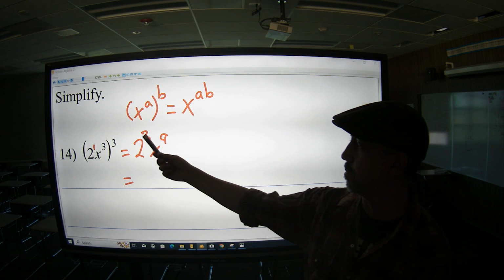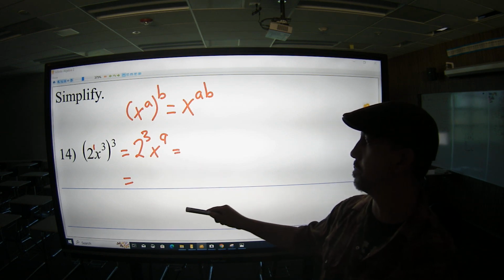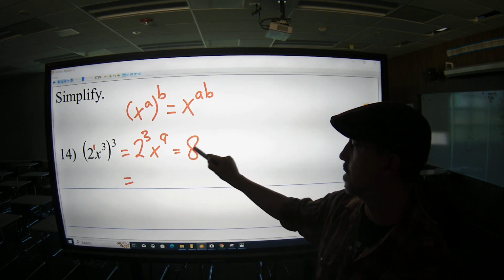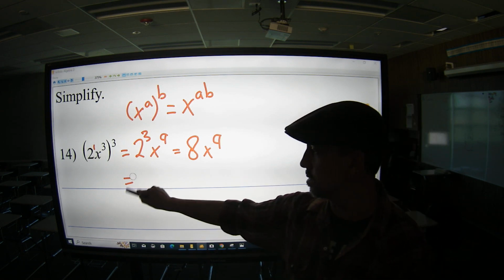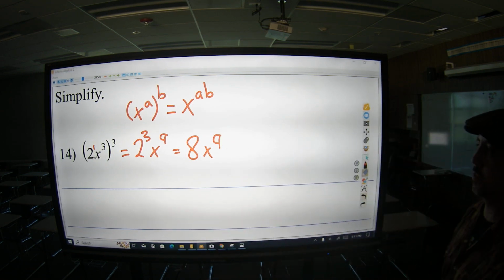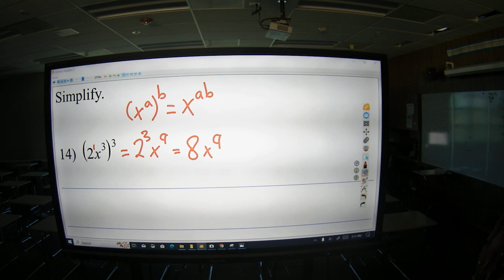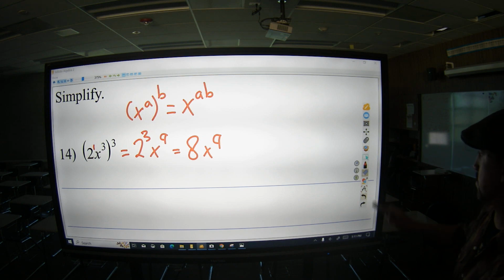Okay, and if you consider what 2 to the third means, that means 2 times 2 times 2. And like we said, that's 8. And so we could have 8x to the ninth. So you might be thinking, this is less writing, so it's better. But I'm also trying to make sure we understand why we have what we have as our answer. So again, that's the power rule.